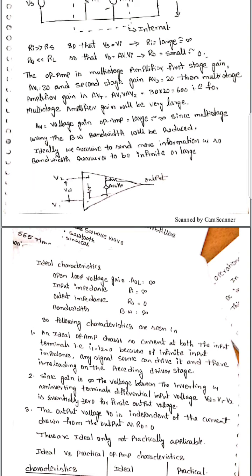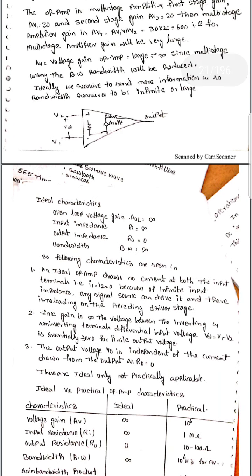The op-amp is a multi-stage amplifier. First stage gain Av1 is equal to 30, and second stage gain Av2 is equal to 20. The multi-stage amplifier gain is Av1 into Av2, that is equal to 600. That is, for a multi-stage amplifier the gain will be very large.